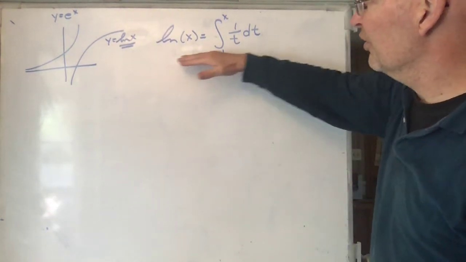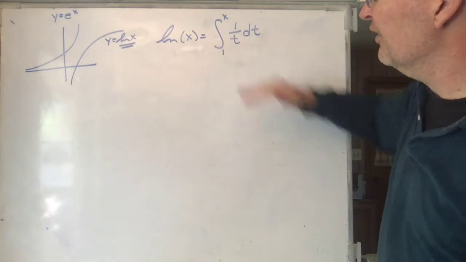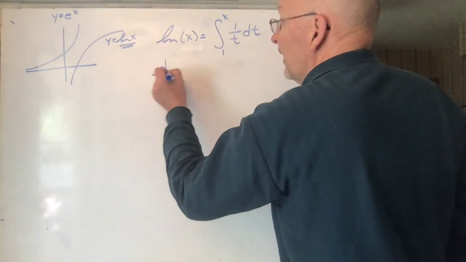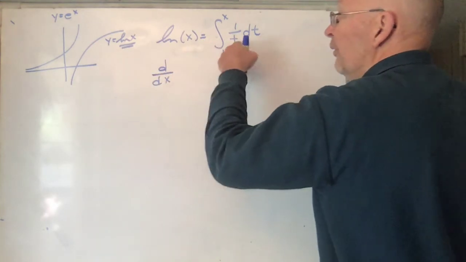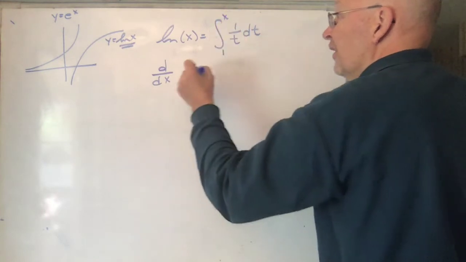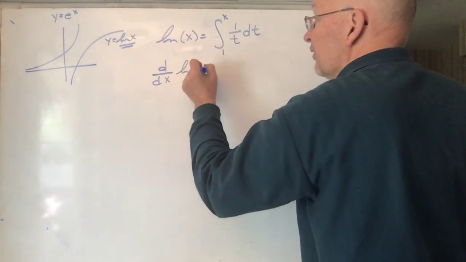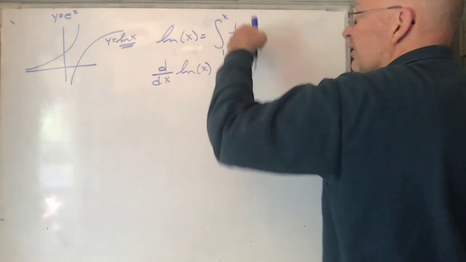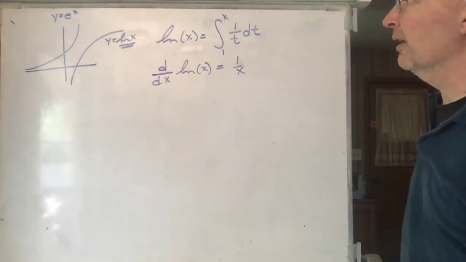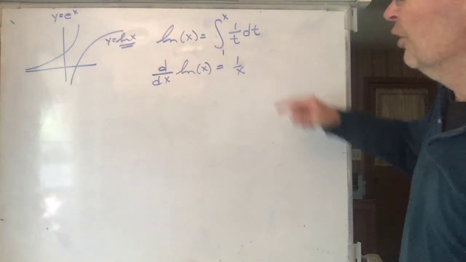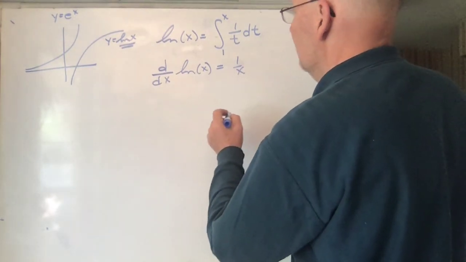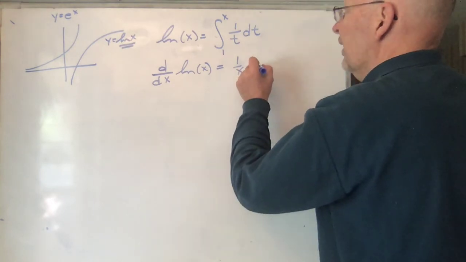So let's see. Let's just notice what's true of the ln given this definition. First of all, by definition, the derivative, by the fundamental theorem of calculus, the derivative of this thing is the value of the function. The derivative of the ln of x is just f of x, which in this case is going to be 1 over x. There's the derivative right there. And notice, what else can we notice?